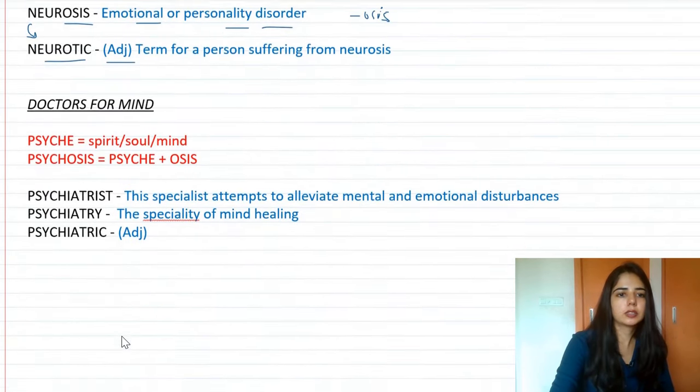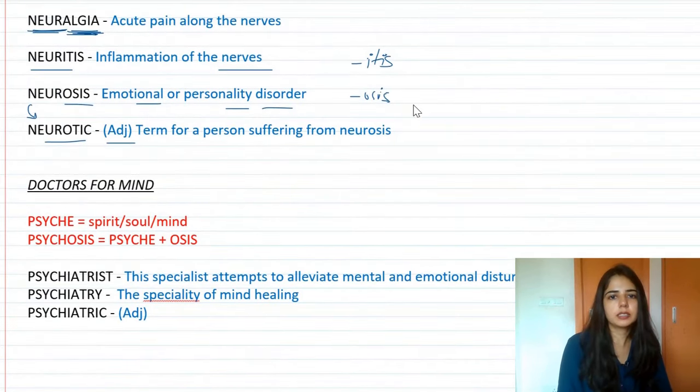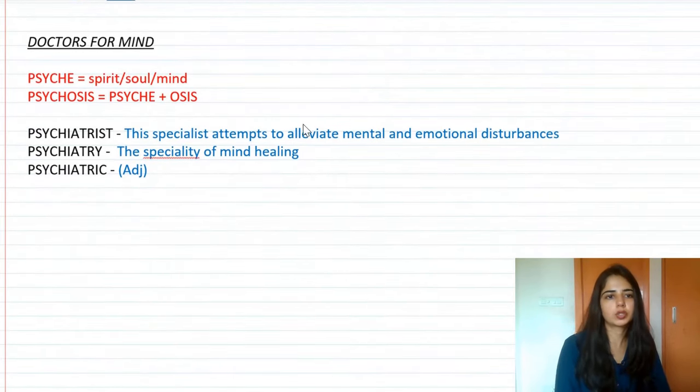Okay. So now our last category for today is doctors for mind. Okay, so psyche is spirit, soul or mind. Okay, it is a very abstract concept. So the concept of spirit, soul or mind, which is intangible, and you cannot see it, touch it, you can only think about it or maybe feel it, but there is something intangible, that is psyche. Okay, and psychosis, okay, as we studied over here, neurosis. So osis means any disorder. So psychosis is psyche plus osis, which means a psychological disorder, psychosis.